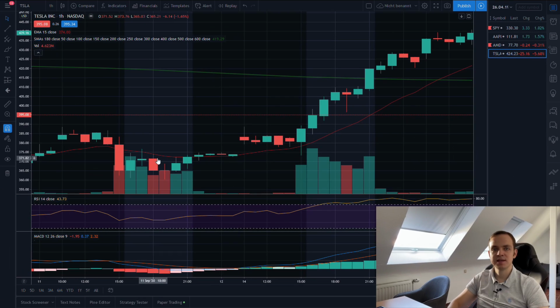Now let's go more practical and watch it on a chart. I'm using TradingView for analyzing the charts. I could also use Thinkorswim in the future. If you are more familiar with it, let me know in the comments. Thank you. Let's look at Tesla for an example.